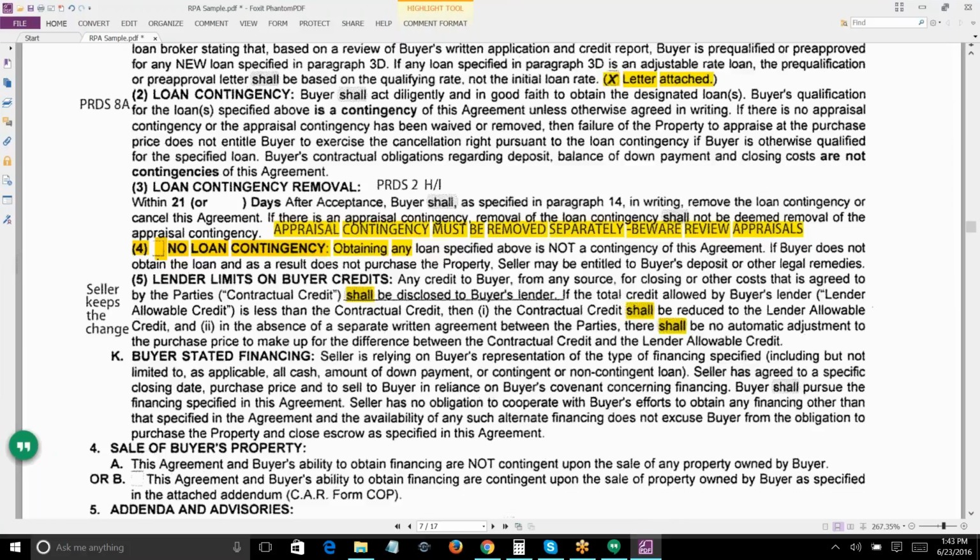Does everybody understand that paragraph? So should you talk to the lender before you write in a clause about credit towards closing costs? All right. Buyer stated financing, paragraph K, is one of my favorite.